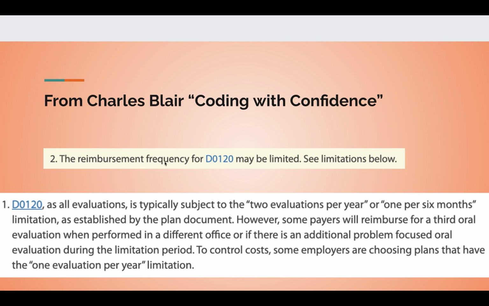So as far as reimbursement frequency, this is starting to get a little bit down the road of insurances. It's not really the goal of today. But there are some important points here. The periodic oral evaluation is typically subject to 2 evaluations per year or once per 6 months limitation within the dental insurance contract. To control costs, some employers are choosing plans that now have the 1 evaluation per year limitation. So this is important to know, and this involves very good work with the front office team to make sure that we know ahead of time whether or not they have a plan that controls the frequency of these evaluations.